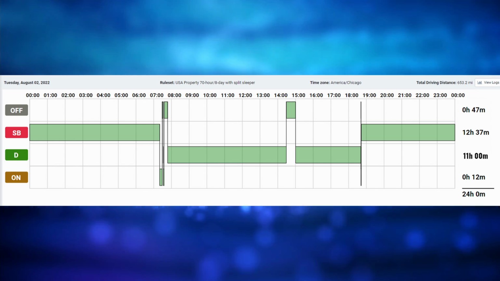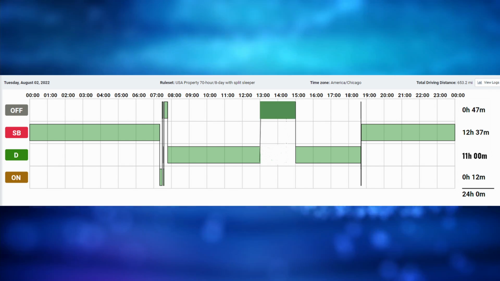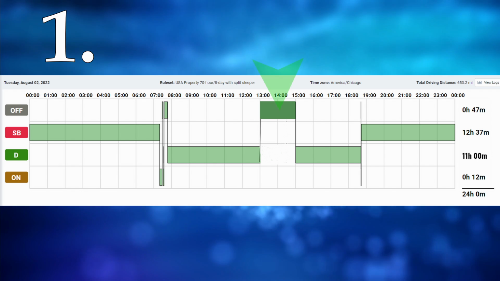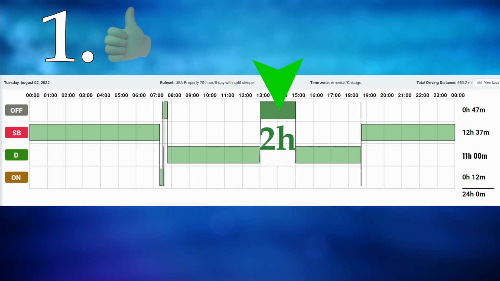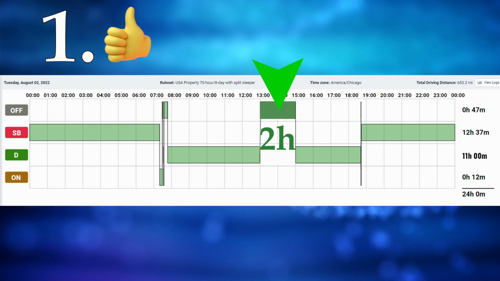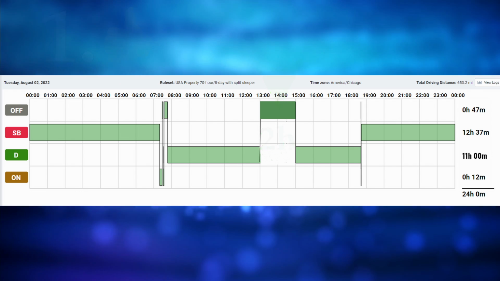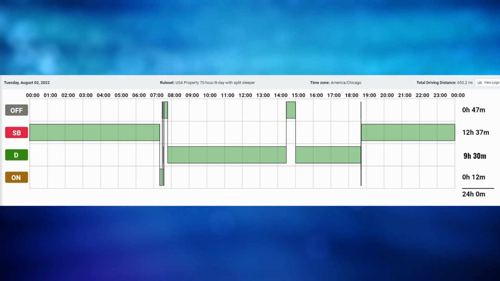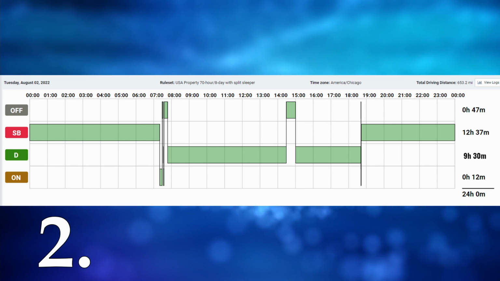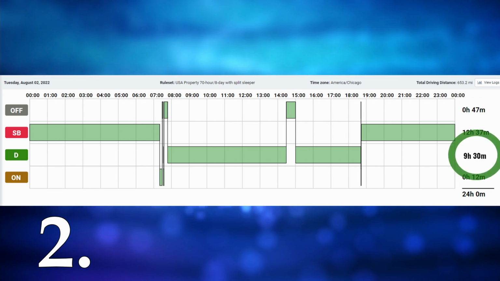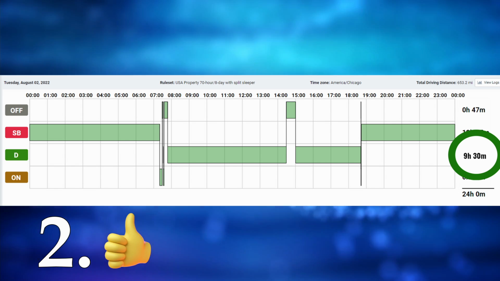Now, for practice, we're going to change the graph. In this case, criteria number 1 is fulfilled. You have an SB or off period longer than 2 hours. Congratulations, you qualify for split sleeper. You have to do 8 hours of SB and split sleeper will be done. Let's change your log again. In this case, criteria number 2 is fulfilled. You have less than 11 hours of driving during your working period, which makes you qualify for split sleeper.